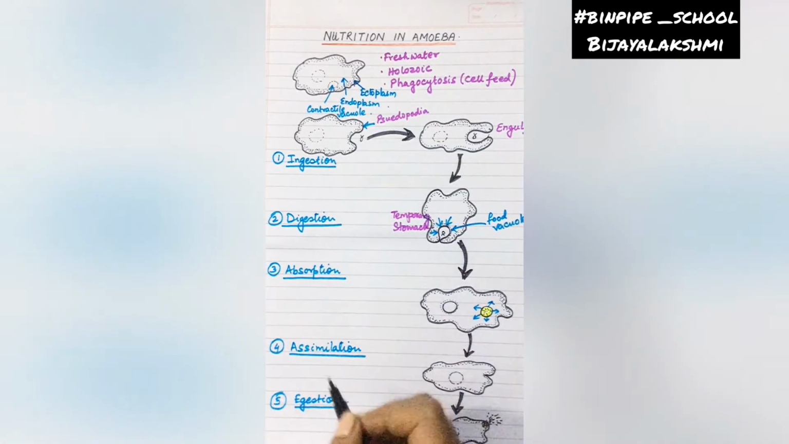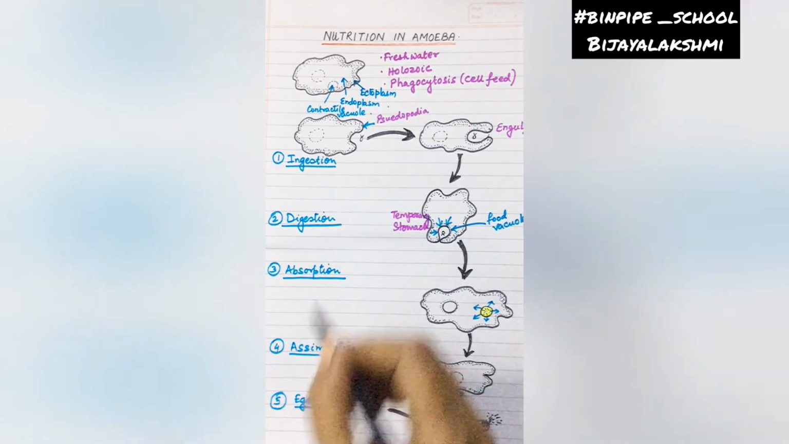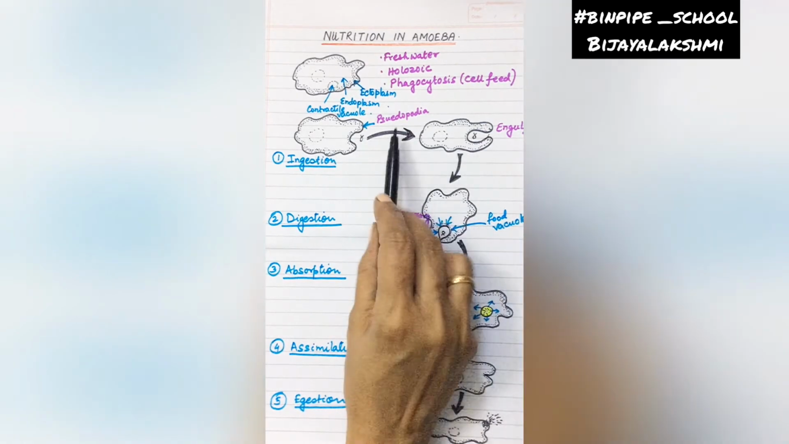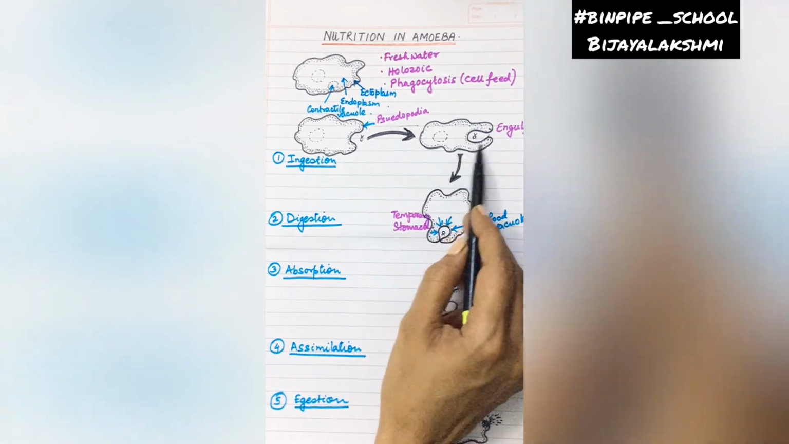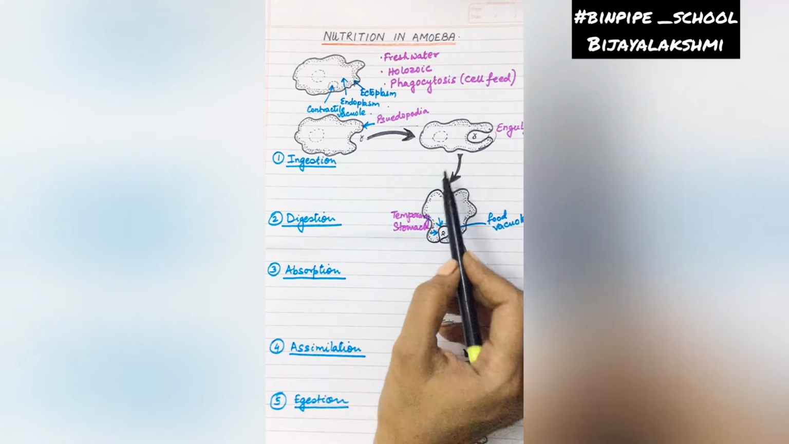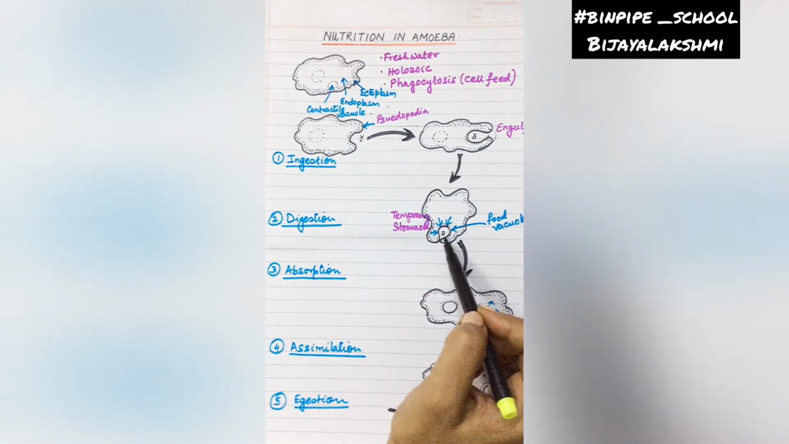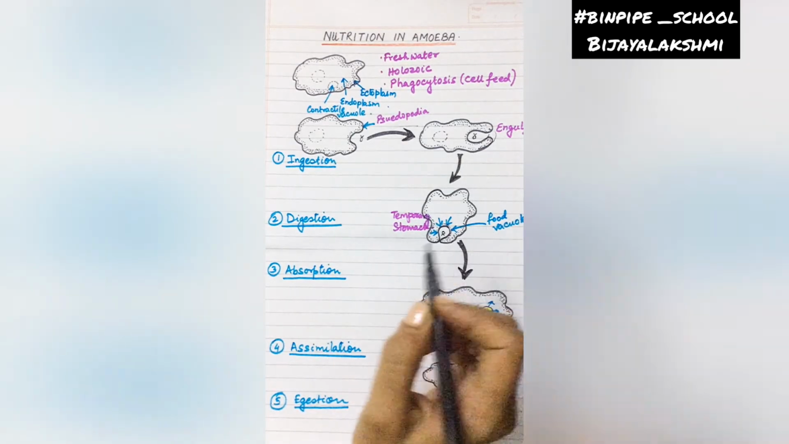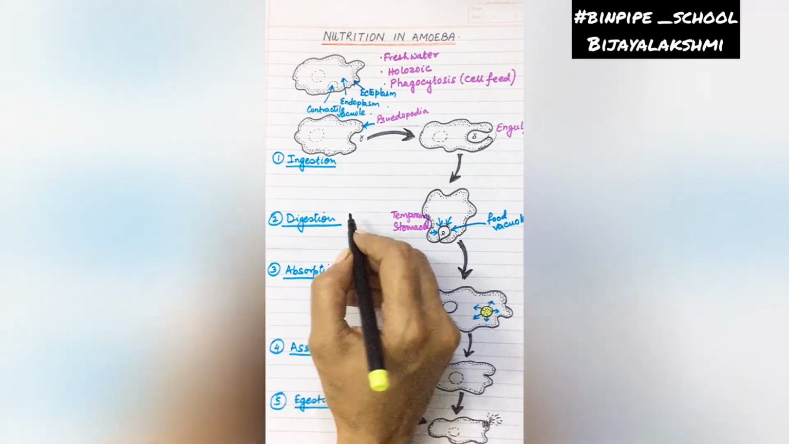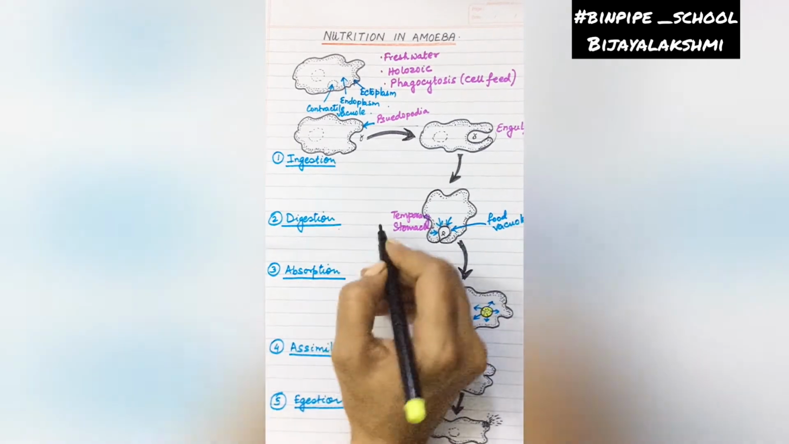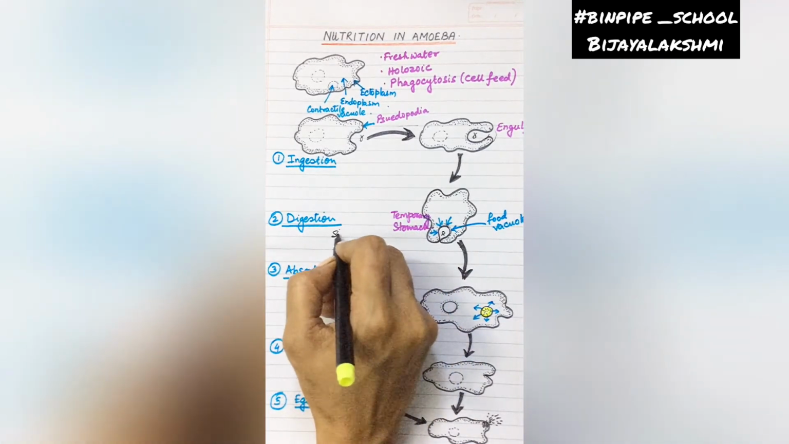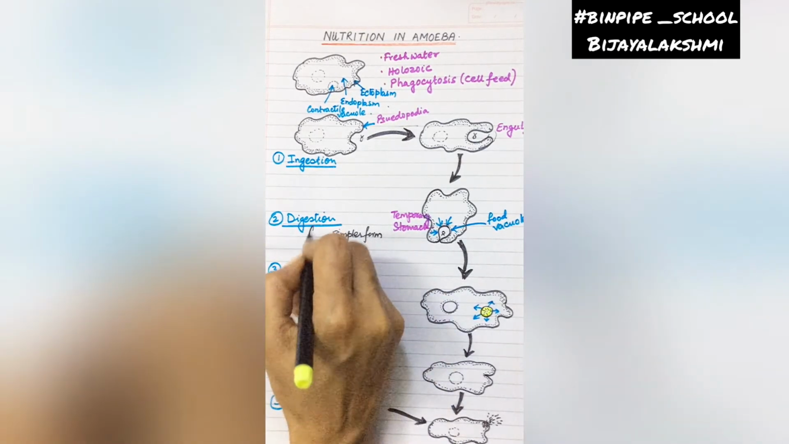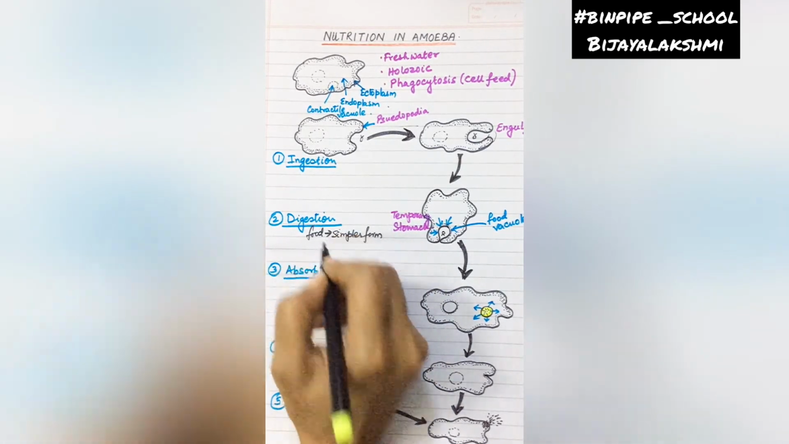Now let us again recall and revise. In ingestion, the food is taken into the body with the help of false feet or pseudopodia. This process is called engulfing. Now they form a temporary stomach, that is the food vacuole. Here the food gets digested, or the complex food material is broken down into a simpler absorbable form. Food is getting broken down into simpler form.